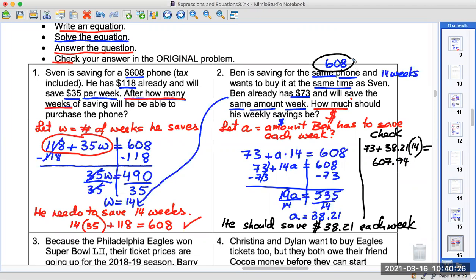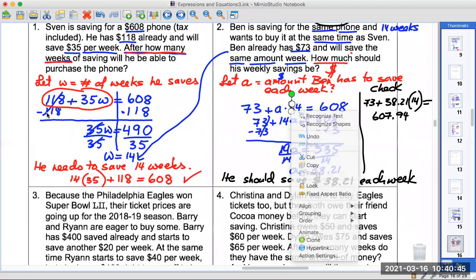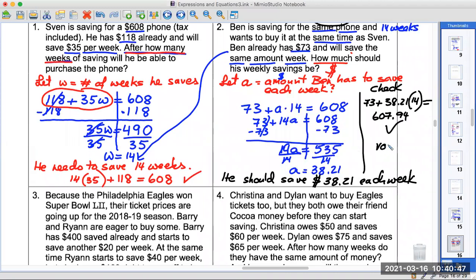So he needs 608, but he got 607.94. Well, the reason is we rounded this money amount. We dropped off a bunch of decimals, correct? So therefore, this is going to be 6 cents under. That's all right. But it works, okay? Rounding made it off. I'm not going to write anything. I'm hoping you understand that.